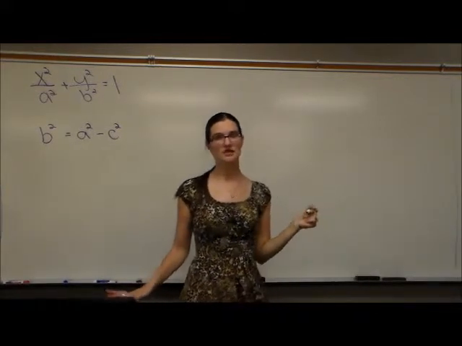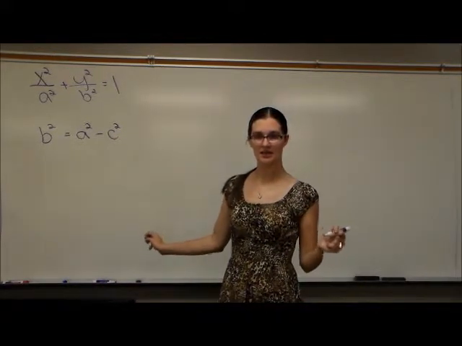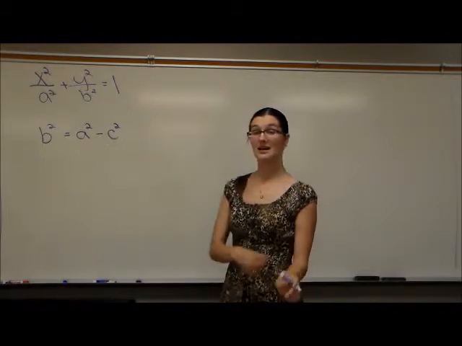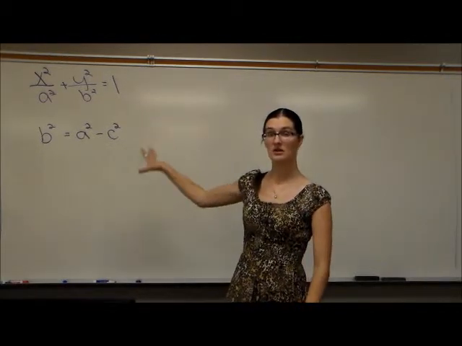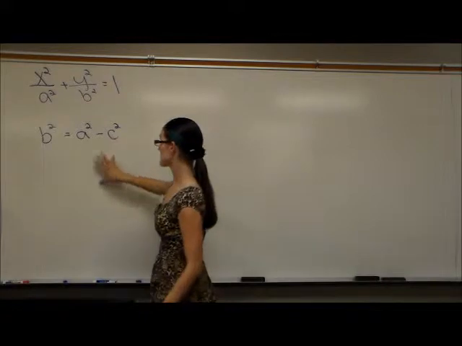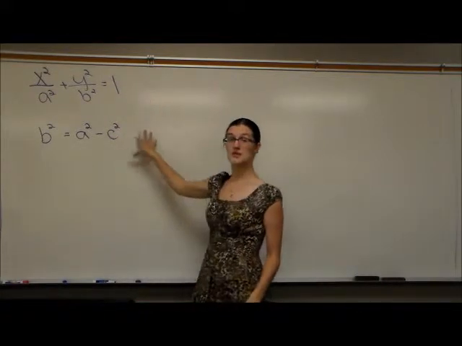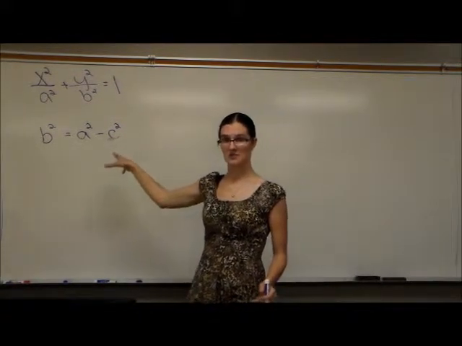Don't try to make this Pythagorean. It has nothing to do with the Pythagorean theorem, so it does not come from that theorem. This is something all on its own. B squared equals A squared minus C squared. You need to have both of these memorized to deal with ellipses.